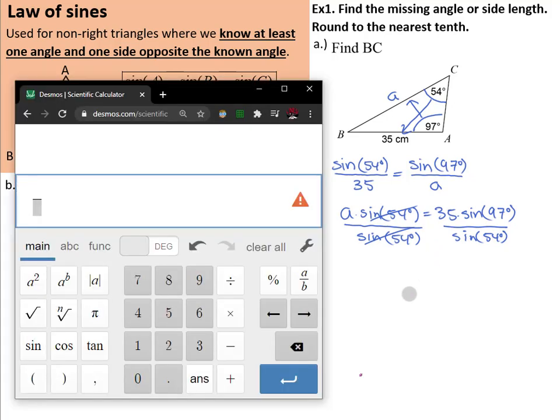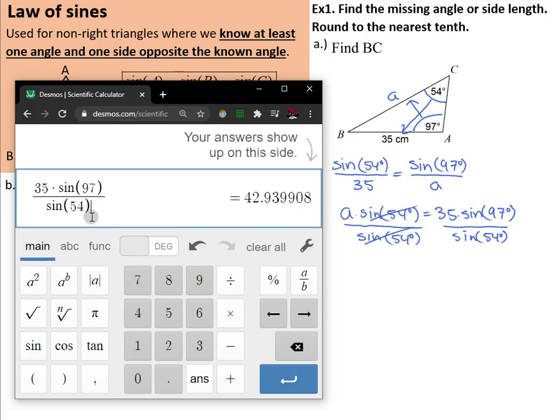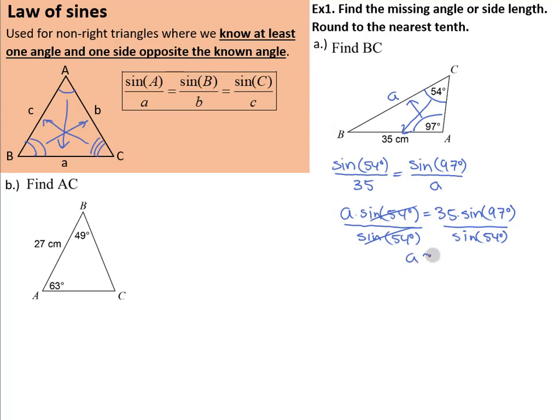Okay, so let's type in a fraction: 35 times the sine of 97. Again, check to make sure your calculator is in degree mode. So on Desmos, you should be able to read degree there, over the sine of 54. And that tells us our side length A, which appears to be opposite the largest angle, and should therefore be the largest length in our triangle. And that seems like a pretty reasonable value. It's 42.9 if we're going to 1 decimal place. So A is approximately 42.9 centimeters.